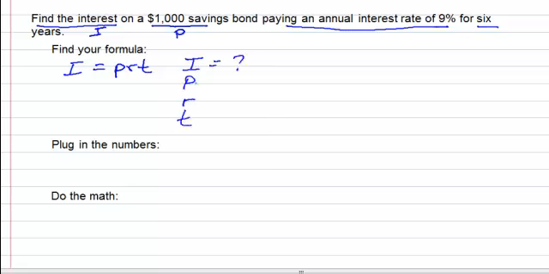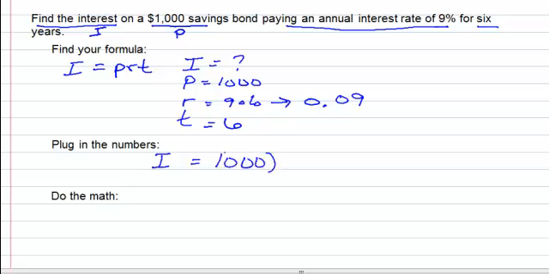Interest is what we're looking for. Principal is $1,000. Rate is 9%. We translate that to the decimal form. I'm assuming you guys want to do decimal form and not fraction. And then the time is 6 years, so it's 6. And now we just plug in those numbers. Interest, we don't have a number for. Principal, 1,000. I'm putting it in parentheses because we're going to be multiplying. We multiply it times the rate times the time.